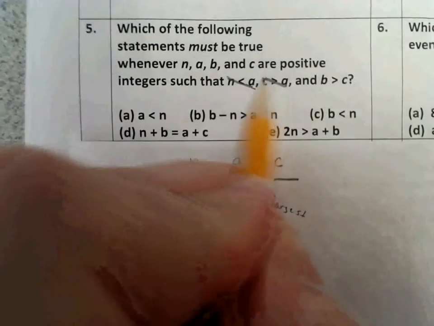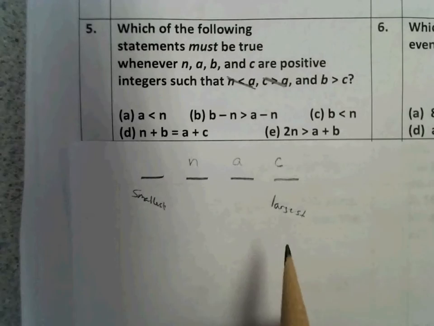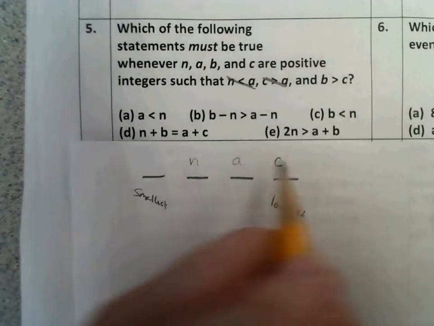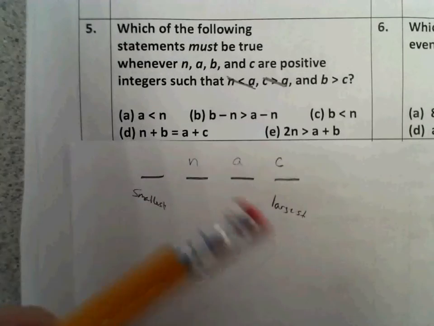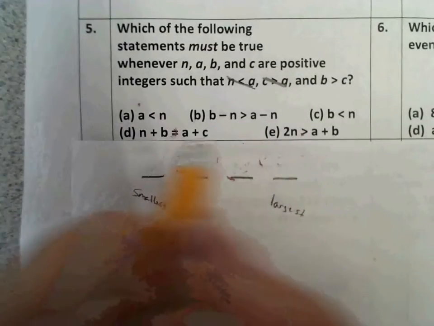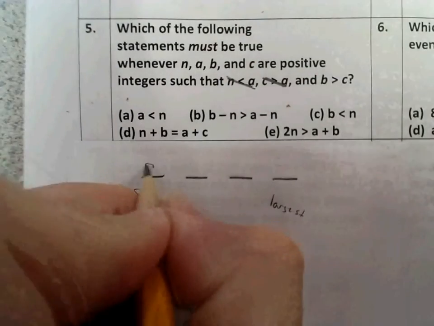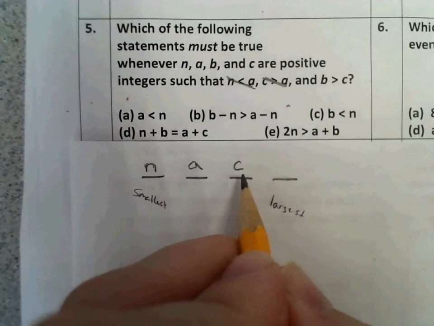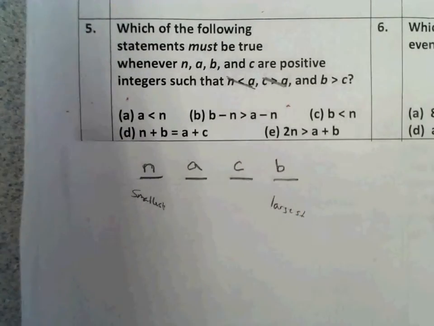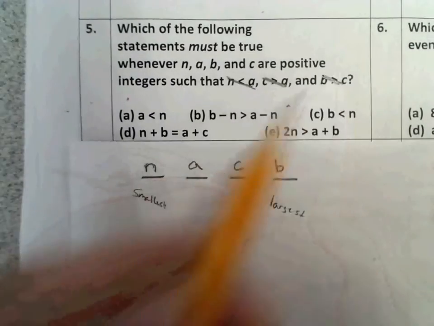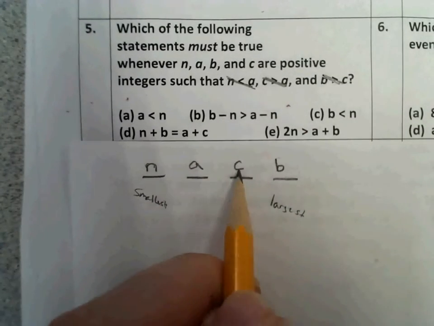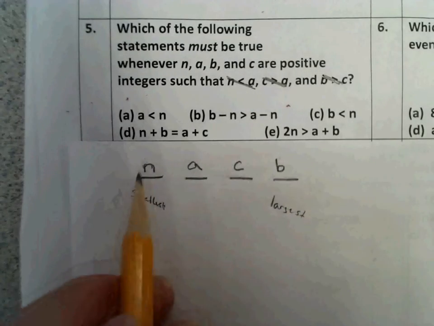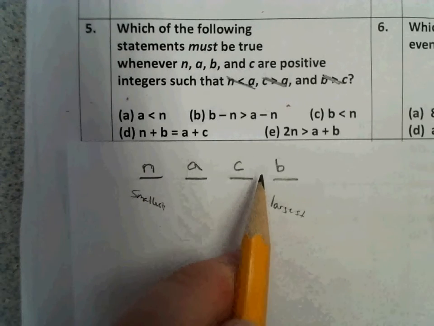And then the last one says that b is greater than c. So if b is bigger than c, then it's got to go past even c. Now I started, I guess, in the wrong place. So I'm going to scoot all this over so I can put b after c. So N, A, C is what we already had in the order, and then b is bigger than c, so b has to be here. So just based on what we know, if a is bigger than n, and c is bigger than a, and b is bigger than c, then b has to be obviously bigger than all of them, and n, vice versa, is going to be smaller than all of them.